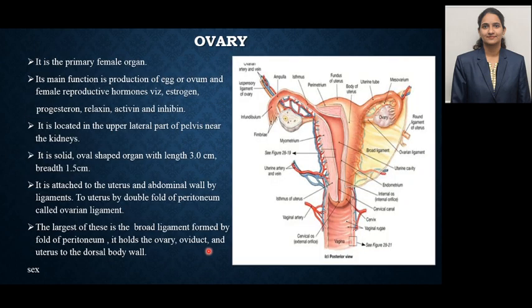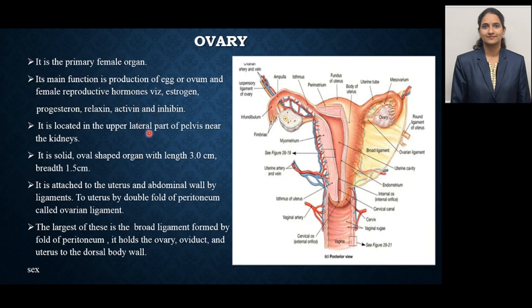Today we are going to see in detail regarding the ovary. It is a primary female organ and its main function is to produce egg or ovum and female reproductive hormones, which are estrogen, progesterone, relaxin, activin and inhibin.